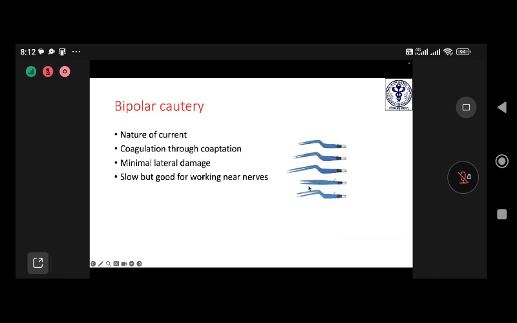For bipolar cautery, you should be familiar with the different shapes of the jaws, bayonet versus straight jaw, because this will generally be kept in the exam and is one of the favorites of the examiner.